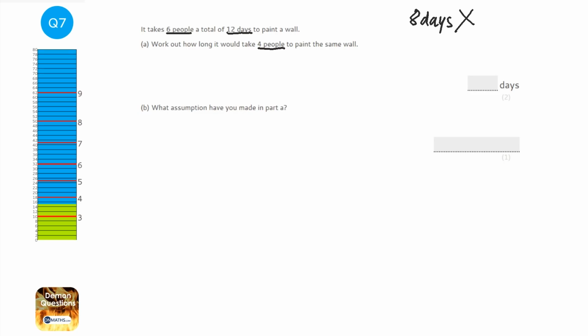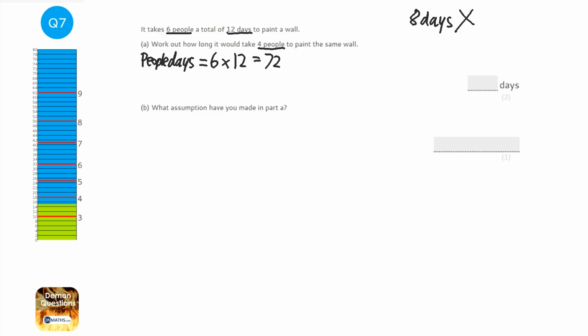How do we work out the correct answer? Well, there's a really simple way of thinking about this, and it's to think about this thing I'm just making up now called people days. So every job has an amount of people days. Okay, and to work out the amount of people days for this, you get the amount of people, which is 6, and you times it by the amount of days it takes, which is 12. So 6 times 12 is 72. So it's going to take 72 people days.